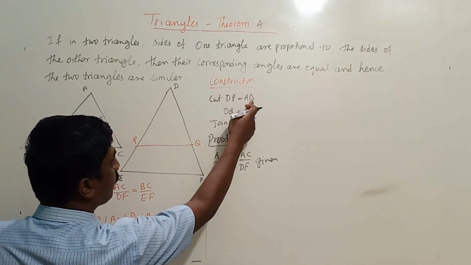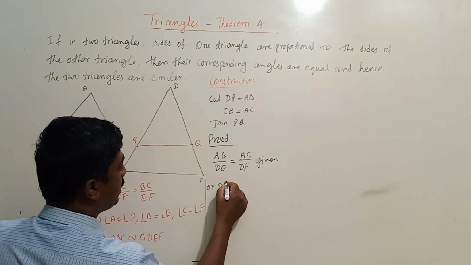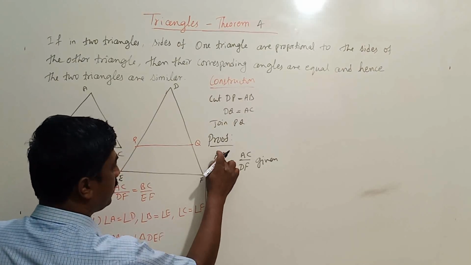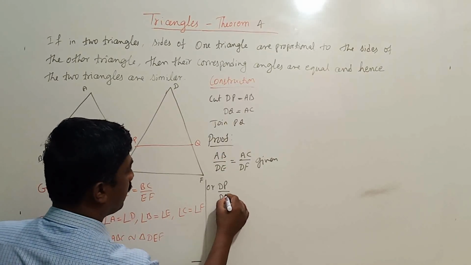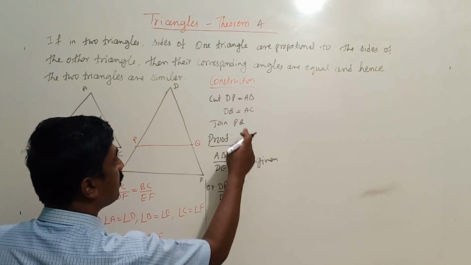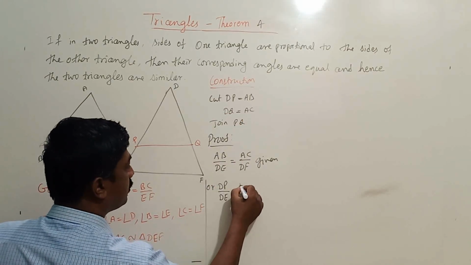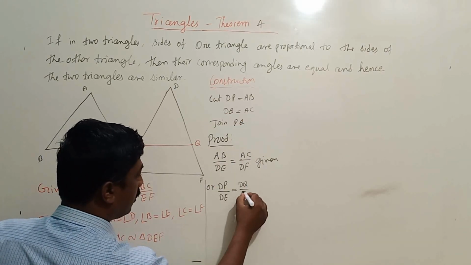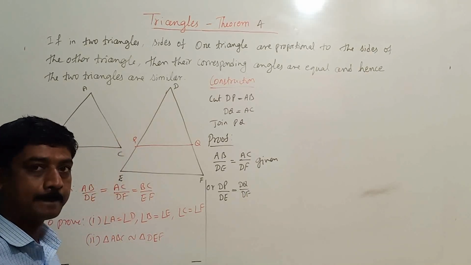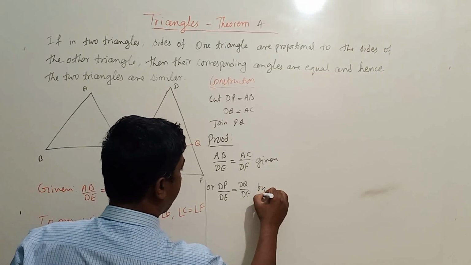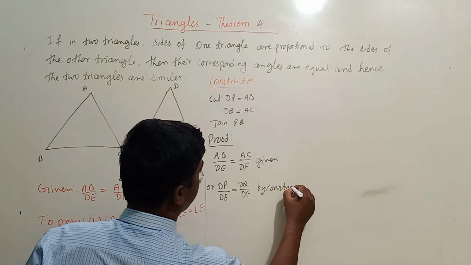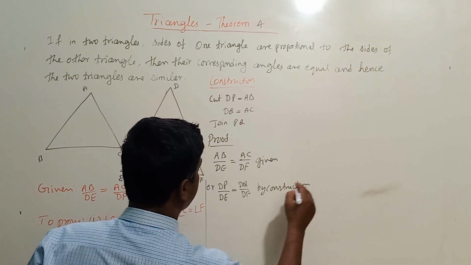Or, instead of AB, let me write here DP by DE is equal to, what is this? AC is equal to DQ. This is DQ by DF. All right here. This is by what? Construction. This is by construction.